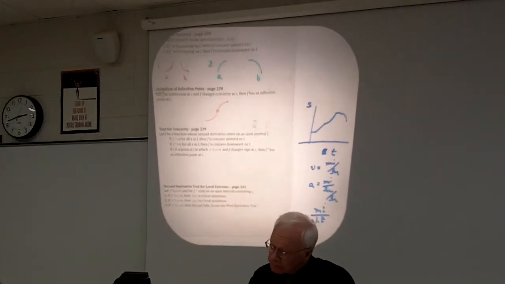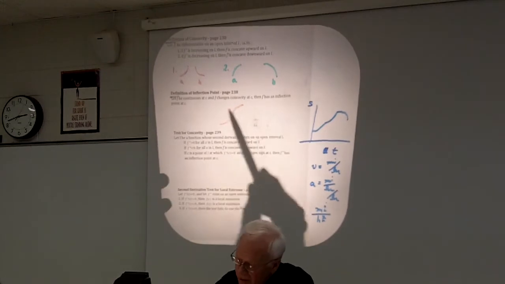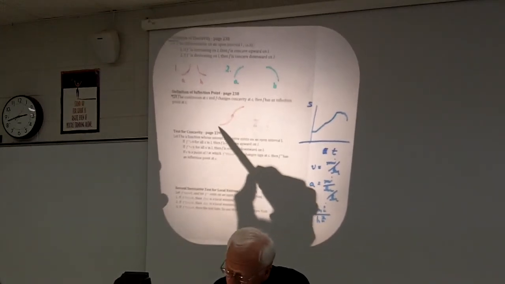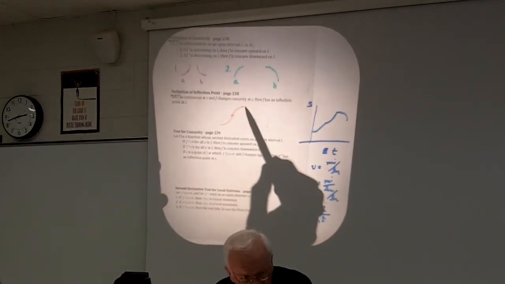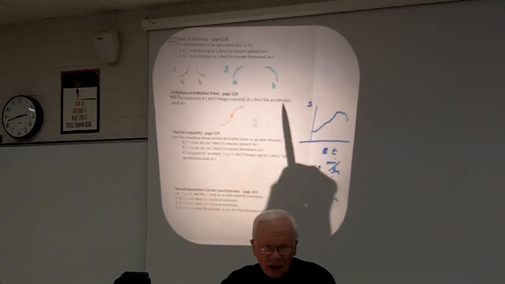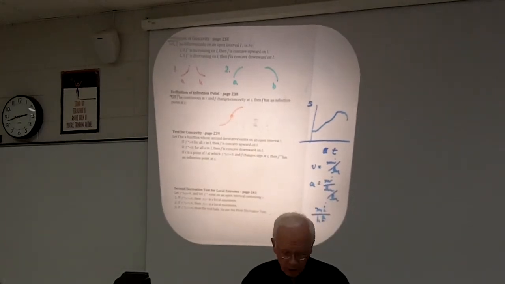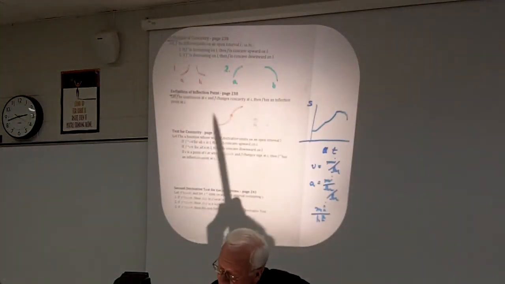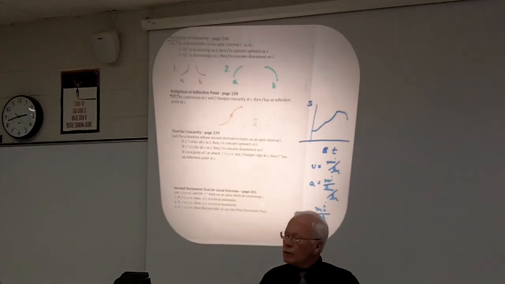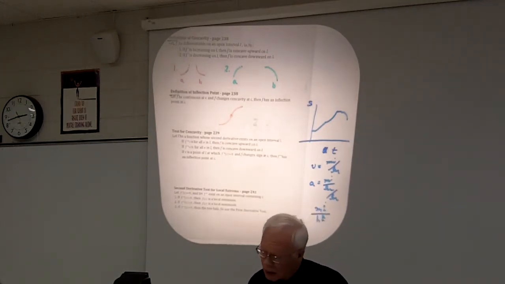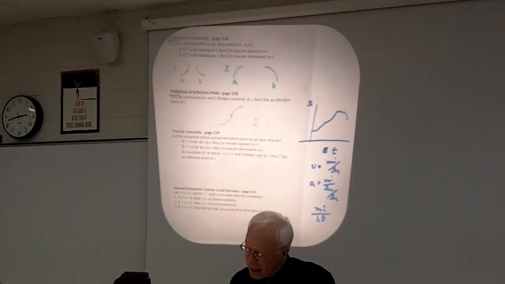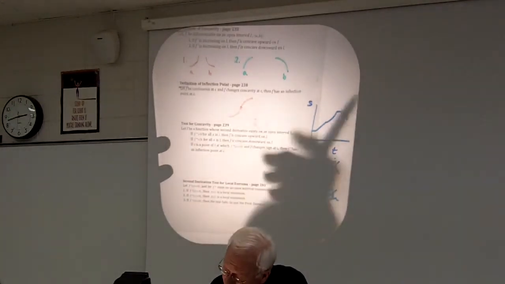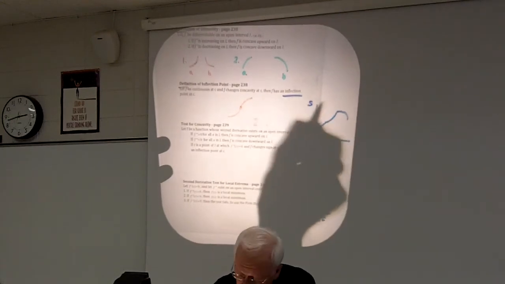Okay? Now, this next one we have here is where it changes from concave upward to concave downward. That's called an inflection point. Okay? Now, that happens at a particular spot, and I don't believe it's listed here. It's going to be when the second derivative is equal to 0 is a candidate. We've got to talk about that tomorrow a little bit. Okay? Now, so that is an inflection point.